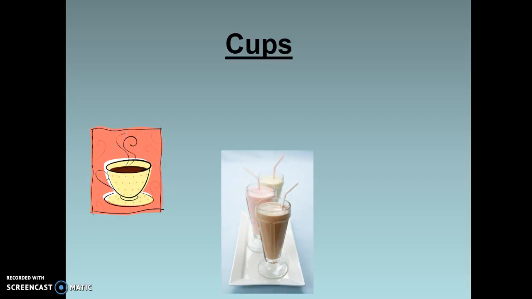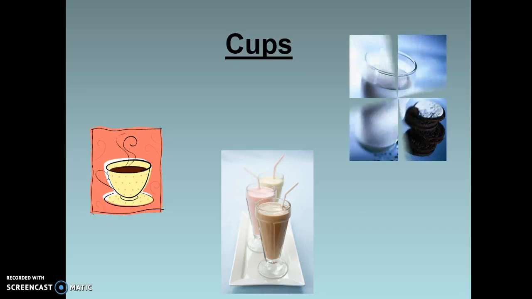When we get to cups, we're talking really small. A cup of coffee, which is 8 ounces, a cup of milkshake, or even a cup of milk that would go with your cookies. It's the smallest unit in the United States customary system when it comes to capacity. Those are your 4 units.